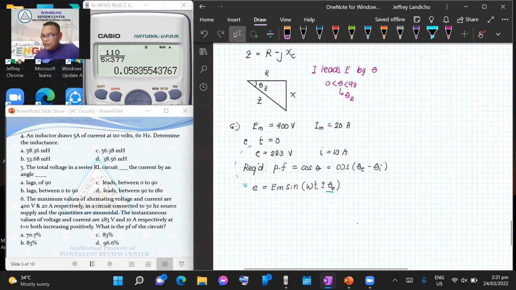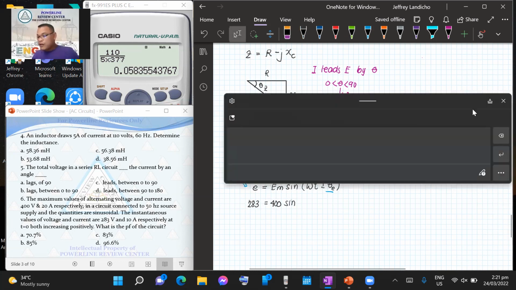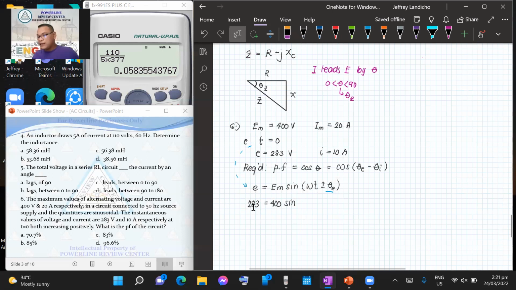So after we substitute, ano lalabas na value? Ano instantaneous? In this problem it is 283. Ano maximum? 400. Sine. Ano value ng t at which this instantaneous is computed? That is at time equal to 0. So that is at origin. So at t is 0, substitute here. So this is just 0. Ano na lang natira? So that is only the phase angle.